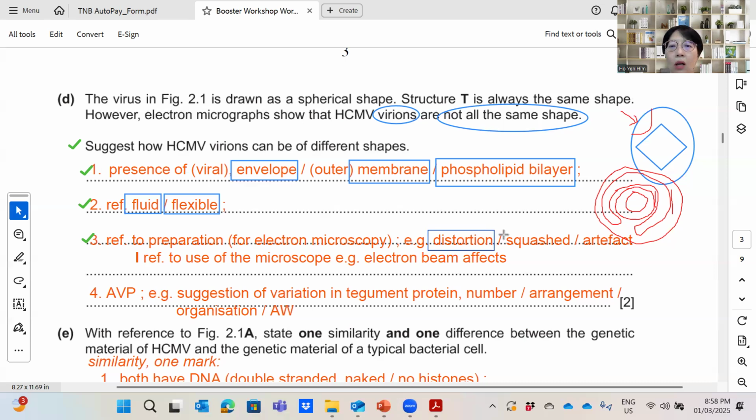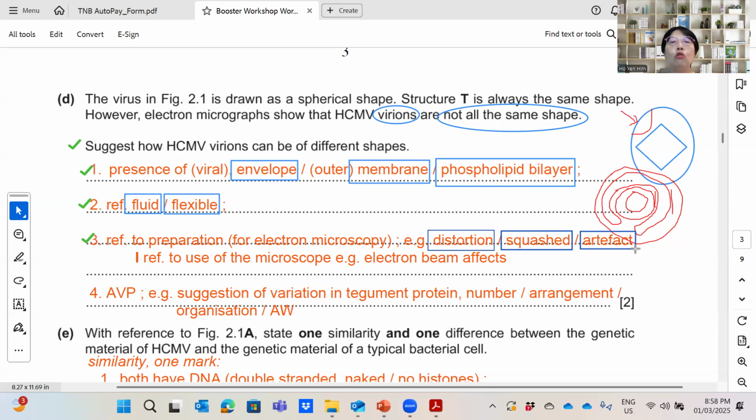Okay, or the specimen could be squashed when we prepare it. Or artifact. Artifact means maybe some other things not belonging to our tissue, but something else, some stain actually solidifies and forms a certain kind of structure there. So these are all the things that we can find in our slide because of the defect when we prepare the slide.